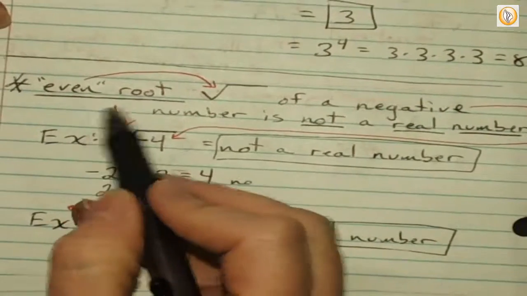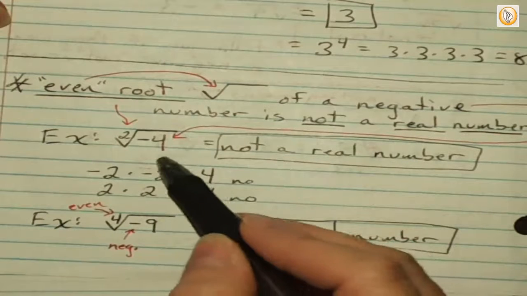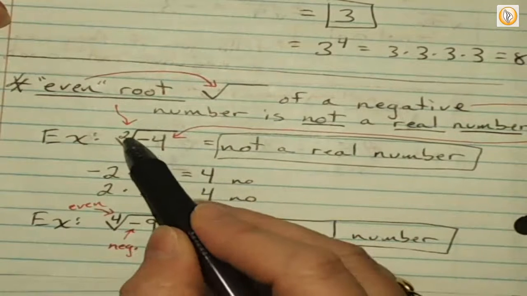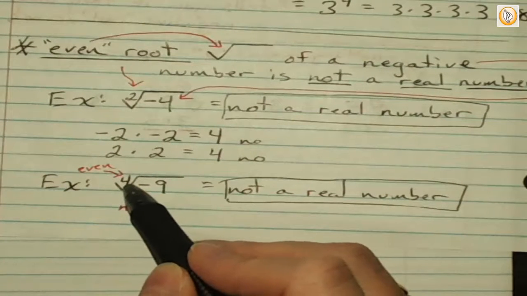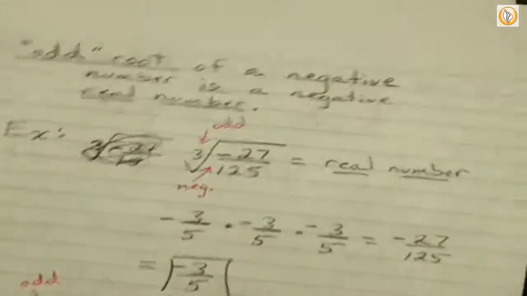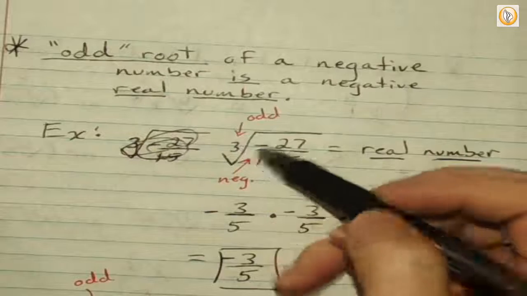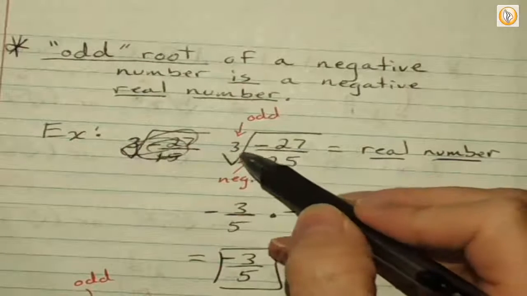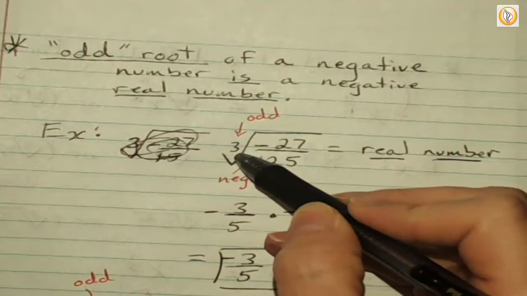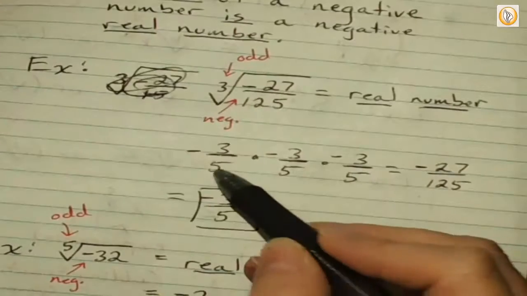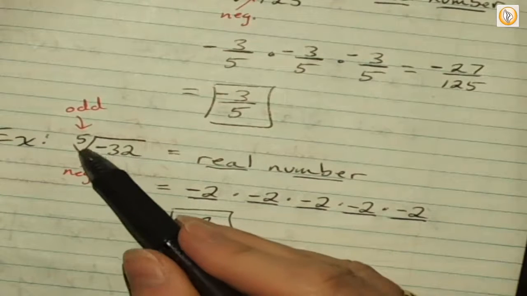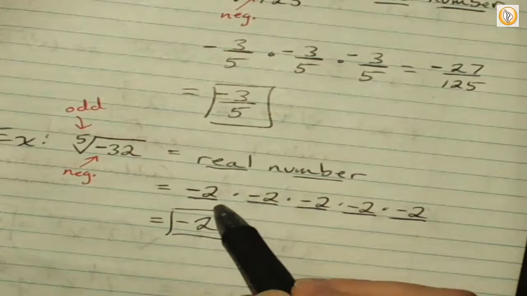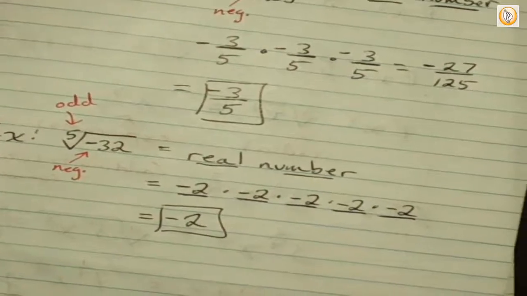All right, we talked about an even root is not with a negative. So if there's a negative as a radicand and an even root, then it is not a real number. Here's another example. If it's 4, negative, not a real number. If it's an odd root, then it is a real number and we've got to figure it out. So if it's an odd root and a negative radicand, then we know we can do it. Okay? This is real, odd, negative: negative 2, negative 2, negative 2.